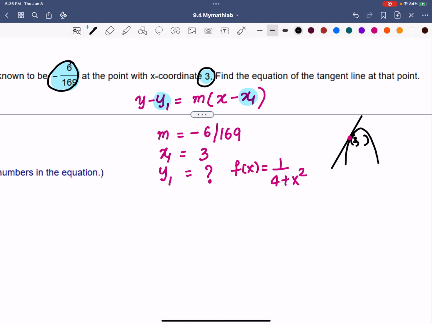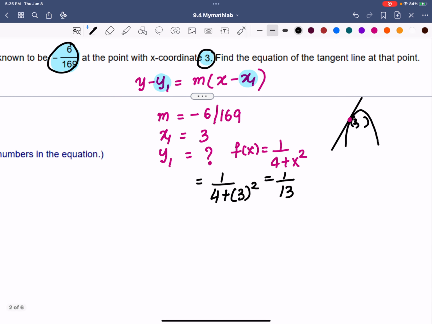I'm going to take the 3. So I'm going to say 1 over 4 plus 3 squared, which is 1 over 13. So now, just like that, I have a slope, I have my x, and I have my y. What do I do? I plug it into the equation.